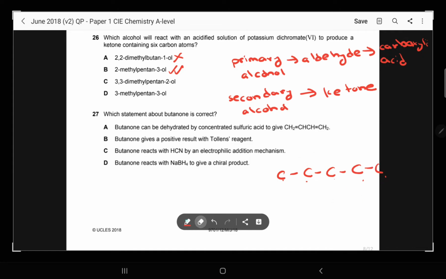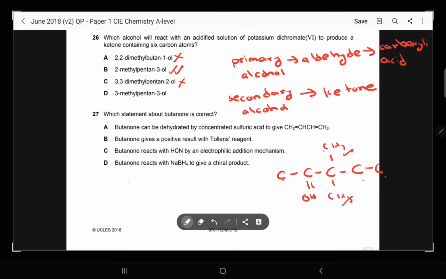We have 3,3-dimethyl-pentan-2-ol. So CH3 over here, CH3 over here, pentan-2-ol does oxidize to give a ketone, but there are 7 carbon atoms over here. 1, 2, 3, 4, 5, 6, 7. So this does not satisfy our conditions.